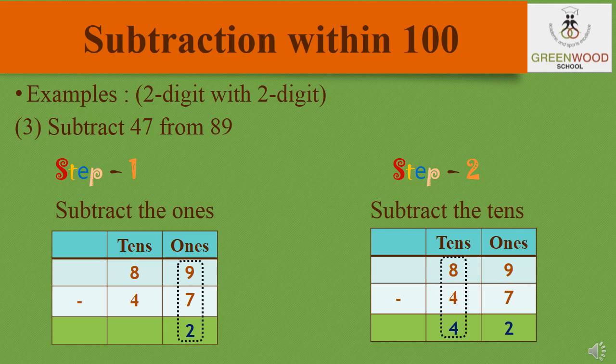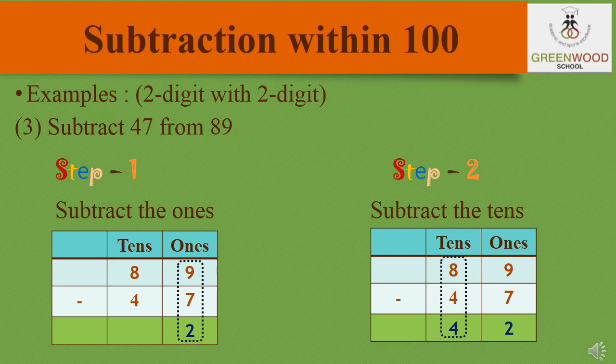Subtract 47 from 89. So 89 will be written first, after that we will write the 47. Step 1, subtract the ones, that is 9 minus 7. So take out 9 fingers, out of which how many do you have to fold? 7. Fold 7 fingers. Now how many fingers are left? Only 2. That is 9 minus 7 is 2.